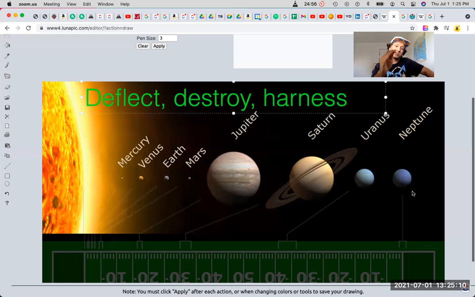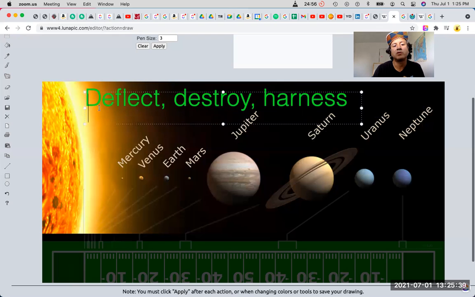Now, to come back to the choices at hand, I think a CME would either be deflected, it would either be destroyed, or it would be harnessed. How would this happen? Let's take a look here. How should I do this? I'm going to pick random colors and I'm going to say the strategy for deflection would be blue, okay? The strategy for destruction would be red, and the strategy for harnessing it would be green, something like that. Okay, so we'll go in the order that things are in front of us. And this is just one of the main ideas.